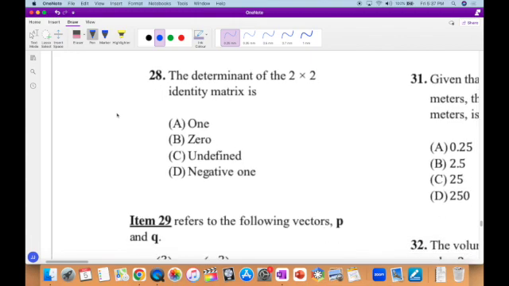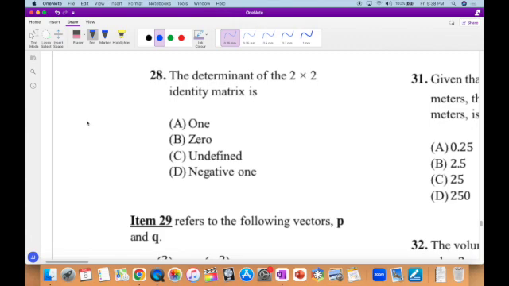The determinant of a 2 by 2 identity matrix is, the identity matrix for multiplication is this, right? So the determinant would be this times this minus this times this. So the determinant is 1.